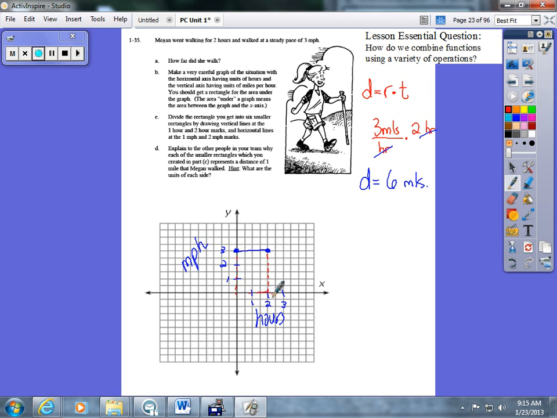Now part C is asking me to divide that rectangle into 6 smaller rectangles by drawing vertical lines at the 1 hour and 2 hour marks and horizontal lines at each mile per hour mark. So this is just a graphical representation of how we got this answer. Each one of these blocks represents 1 mile. So how far did she walk? What are the units of each side? 1 by 1. So each of these are worth 1. You add them all up, you get 6 miles.